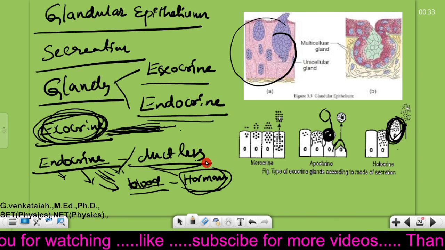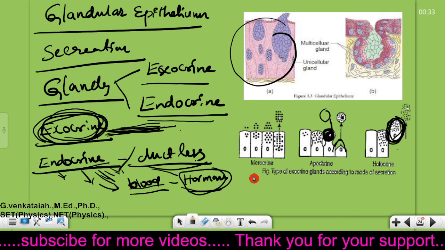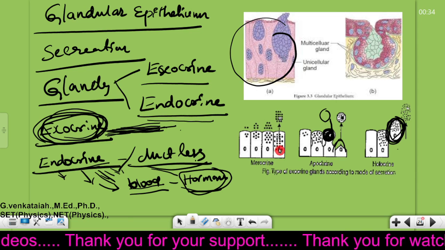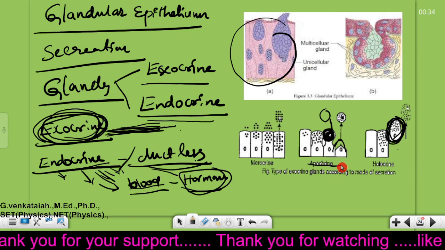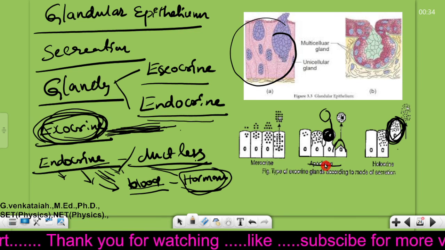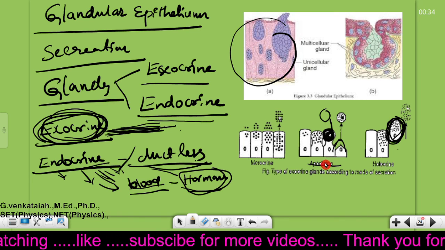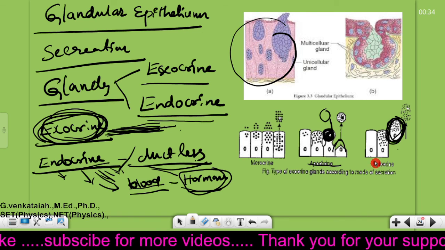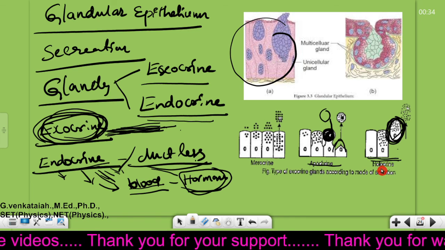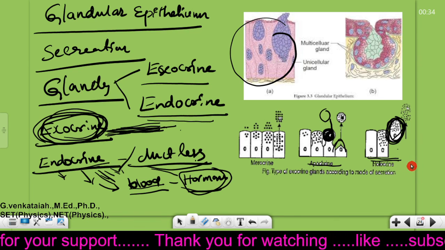Merocrine secretion is present, for example, in the pancreas. They only release the chemicals, that's all, without any damage to the cells or cell internal organs. Apocrine secretion is present in mammary glands. Such type of secretion process is done in mammary glands. Holocrine glands: the holocrine secretion process is done in sebaceous glands.